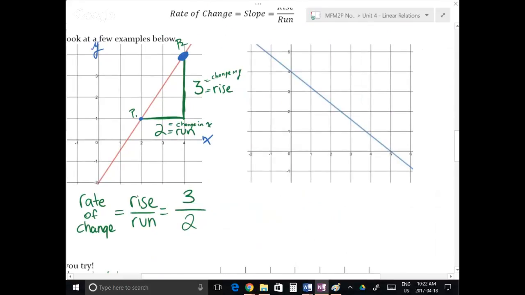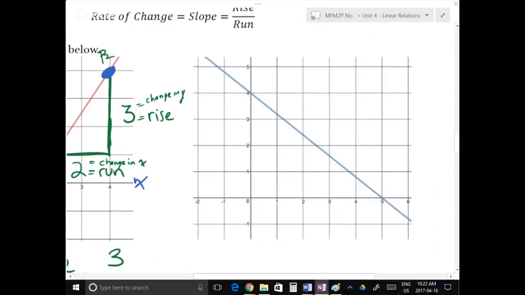Okay, can we try this next one? Why don't you try this next one? Pick a couple of good points, find the rise, find the run, and I'll come around and take a look. I want you to do this one on the right. Pick a couple of good points, find the rise, find the run, and see if you can tell me what the slope is. That works great. Just draw your lines, tell me what the rise is, tell me what the run is, tell me what the slope is.